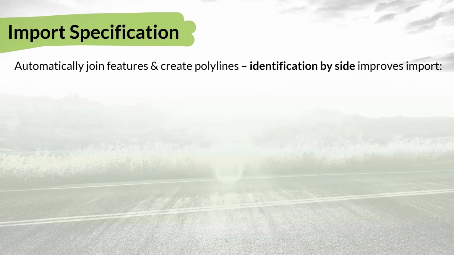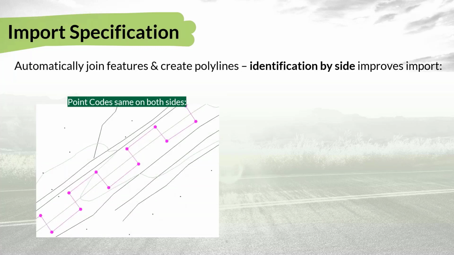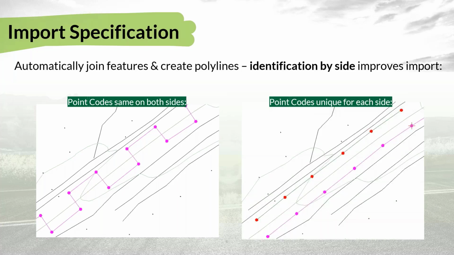There is one big caveat with import specifications when you're automatically joining features and creating polylines. If your features are identified by their side, for example, with a left and right for road edge or ditch line, it is going to really improve how they import. Two quick examples. The first, on the left, is what happens if you use the same point code for both sides of, say, your shoulder. The software is automatically going to join it zigzagging across the road, which is obviously not accurate. If we denote these with lefts and rights when the survey data is collected, it's going to import really nicely, using those point codes uniquely for each side.